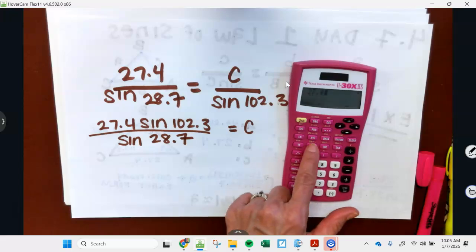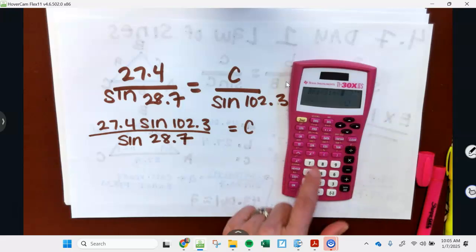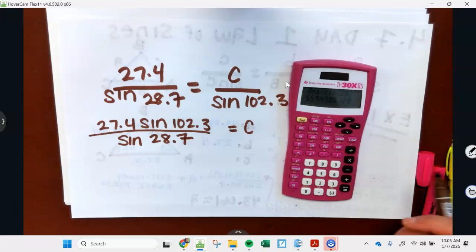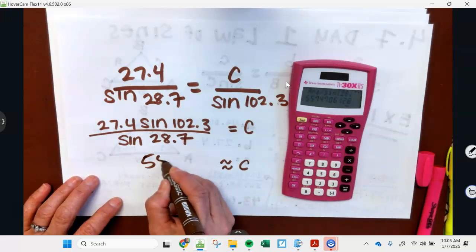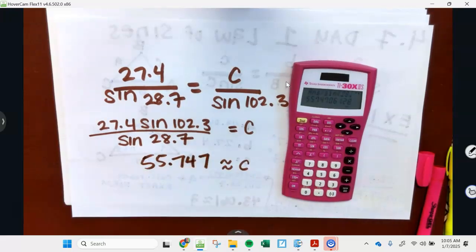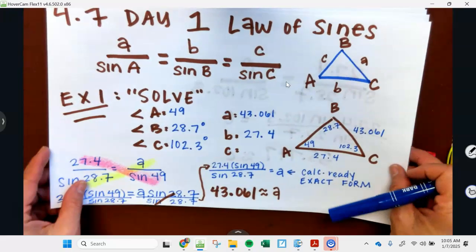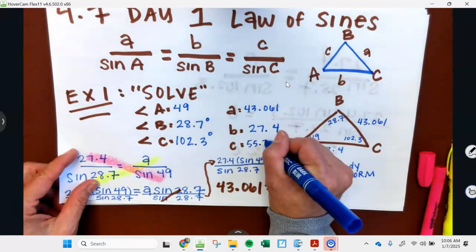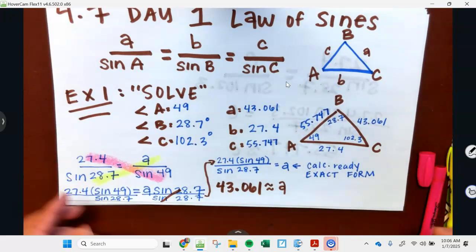So 27.4 times sine of 102.3. Don't forget to divide by the sine value of 28.7. So there's our leg. Our final leg C rounded is going to be 55.747. I'm going to turn my paper over and fill in that triangle. 55.747. And that's solved when you have all pieces. Any questions on that?